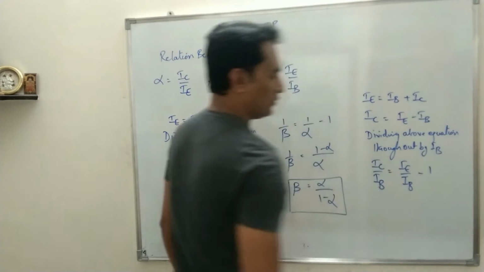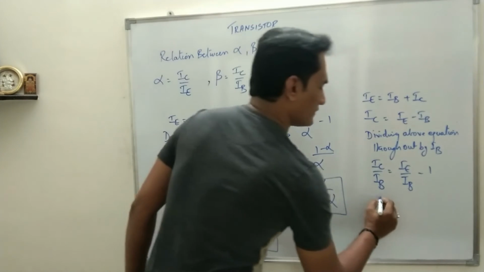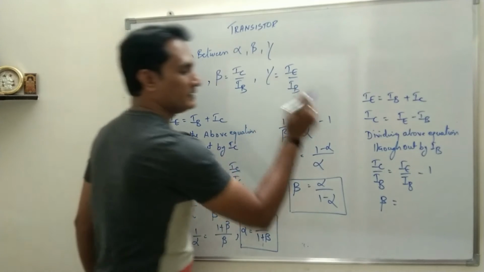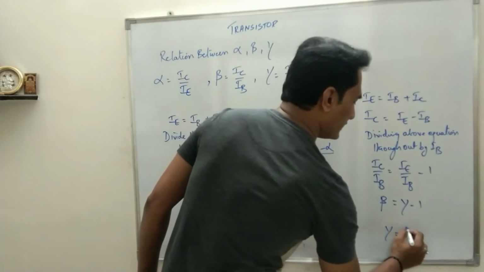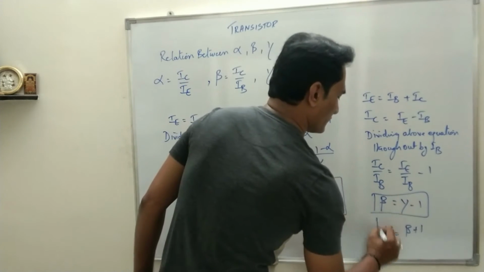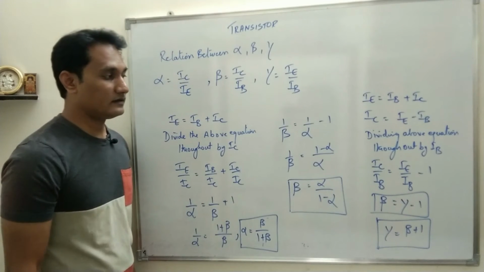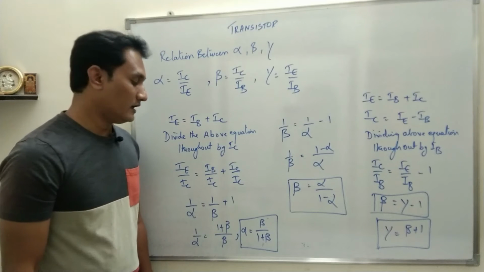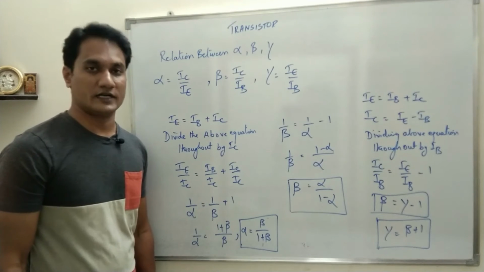So what you get is IC upon IB is equal to IE upon IB minus IB upon IB, which will be 1. And what is IC upon IB? IC upon IB is beta. So this is beta, and IE upon IB is gamma. So beta is gamma minus 1, or gamma is beta plus 1. So this is how we can get the relationship between beta and gamma. I hope you have understood.